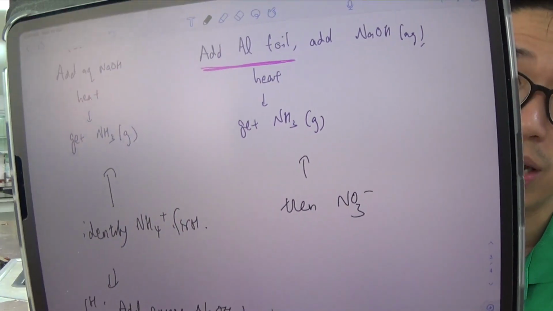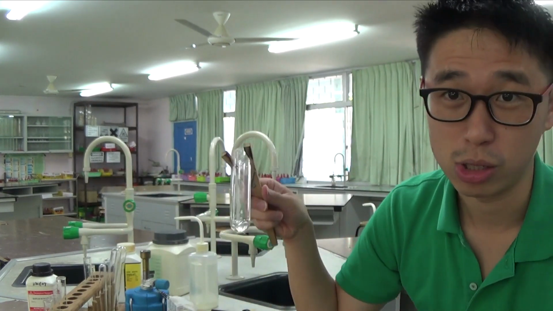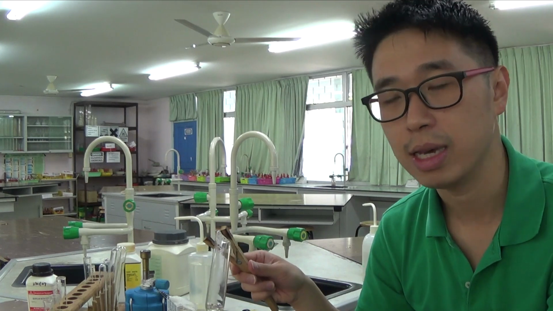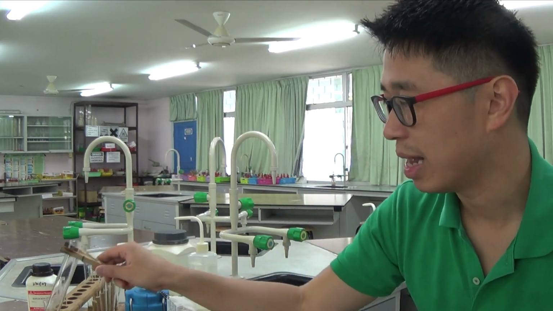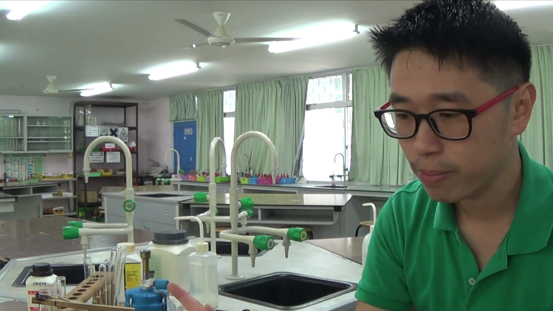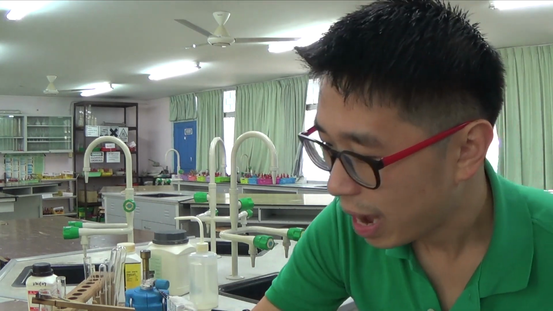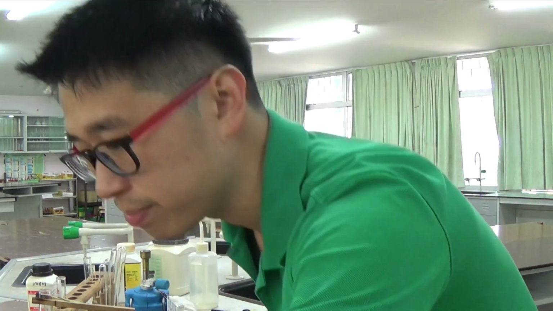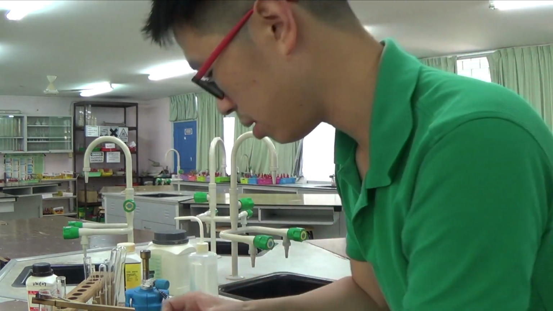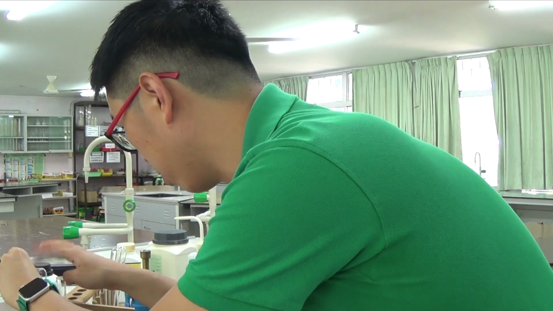The test for nitrate is to add aqueous sodium hydroxide, which I already have a lot of here because I wanted to get rid of all the ammonia from ammonium earlier, which I did already. I tested until all the ammonia is gone and the red litmus paper doesn't turn blue anymore. So no more ammonia because no more ammonium. Now I need to add aluminium foil. This is aluminium foil. Just add a little bit of it. I think one foil should be enough.